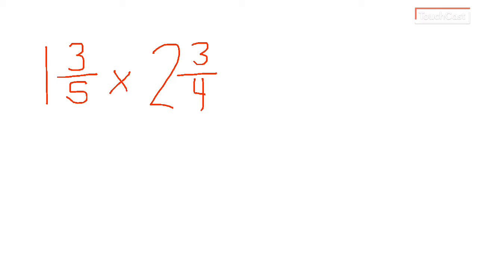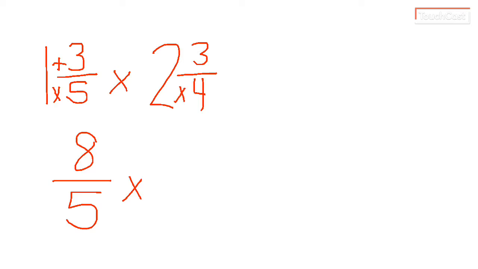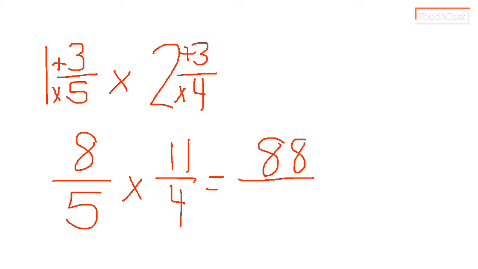So I'm going to change these to improper fractions so I'm able to multiply them easier. So 5 times 1 is 5 plus 3 is 8, 8/5. And I'm going to be multiplying 8/5 times, let's see, 4 times 2 is 8 plus 3 is 11, 11/4. So now I'm going to solve it through. 8 times 11 is 88, and 5 times 4 is 20.